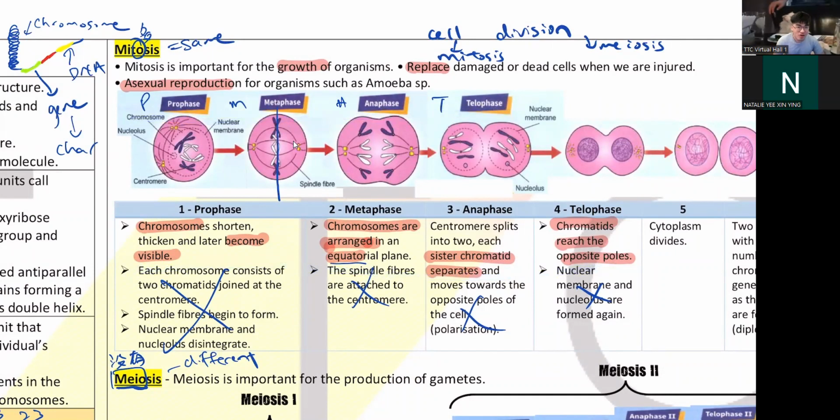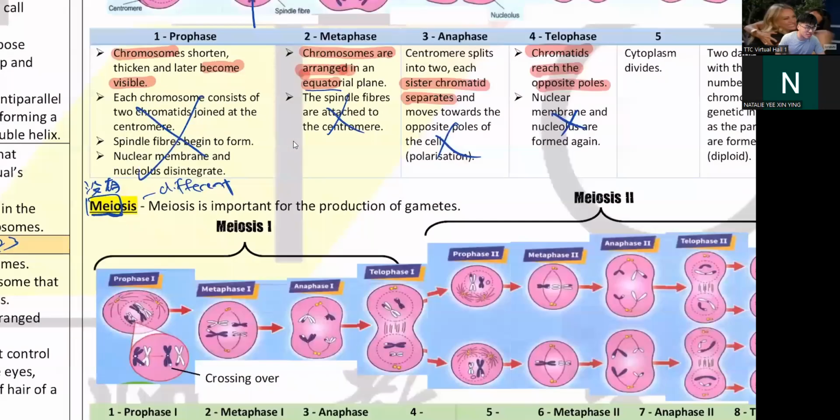End of story. Okay. Now, you see, when people say this chapter is hard, it's because they don't get the way to study. All right. So let's talk about meiosis.